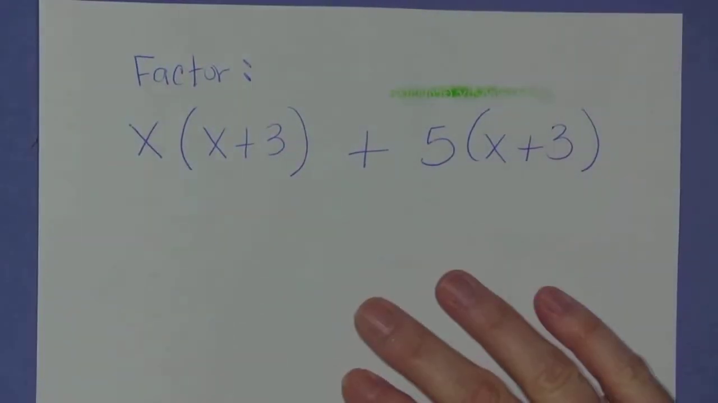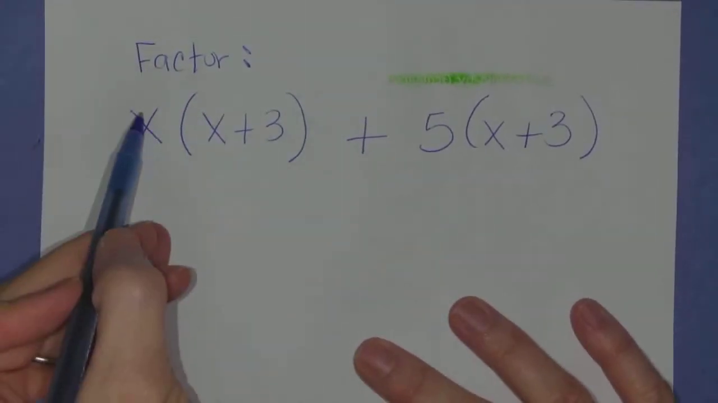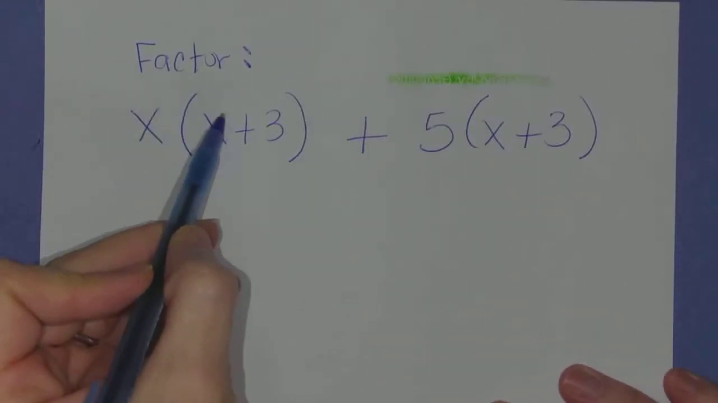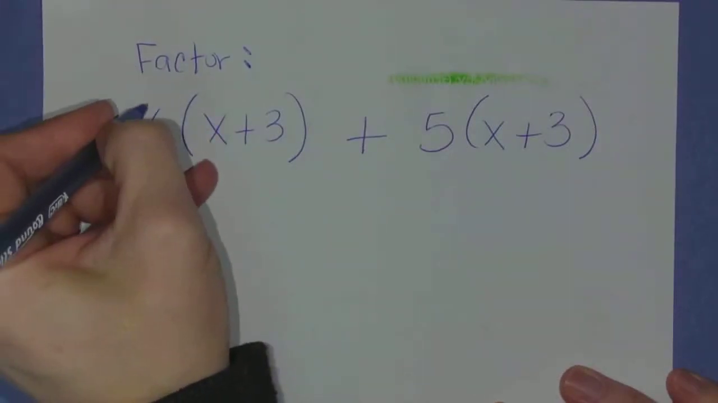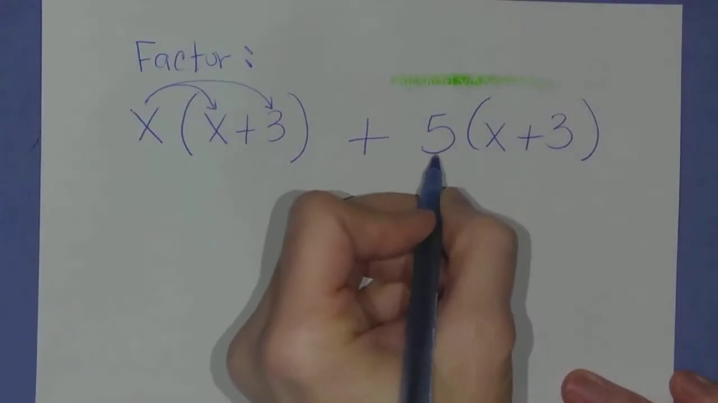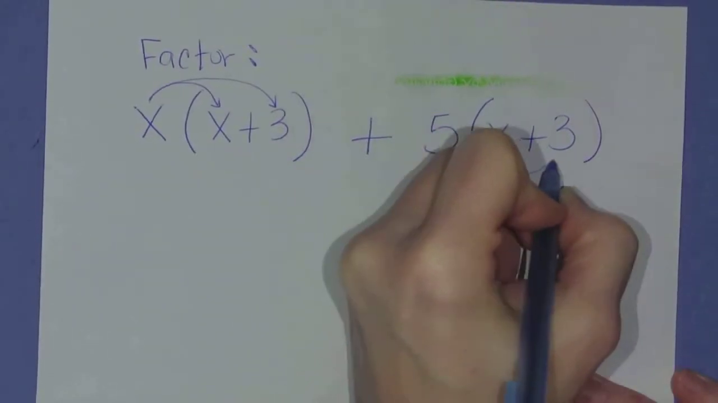Now the style of factoring we're about to use is factoring by grouping. But here's how it would lay out for you if you were to factor it. You see here that the x is going to be multiplied by this x and this 3. Like if I use the distributive property, this x has to get multiplied here and here. And this 5 has to get multiplied here and here.